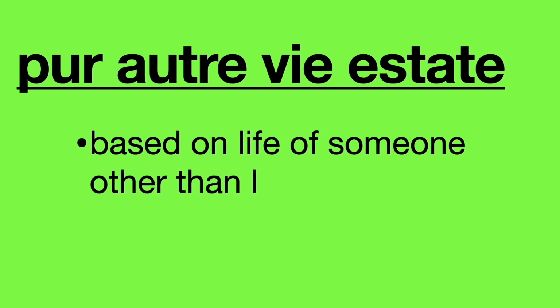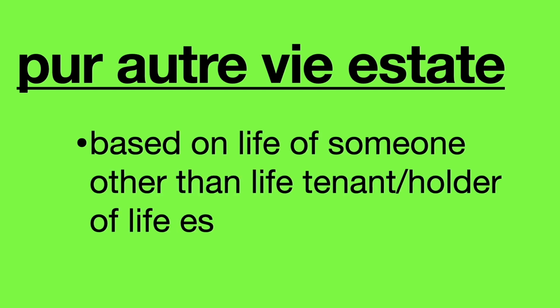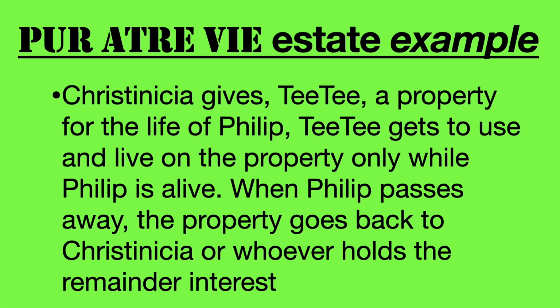Pure autre vie is an estate based on the life of someone other than the life tenant, the holder of the life estate. If Kristanicia gives TT a property for the life of Philip, TT gets to use and live on the property only while Philip is alive. When Philip dies, the property will go back to Kristanicia, or whoever holds the remainder interest.